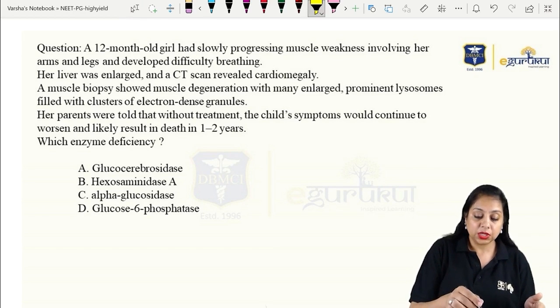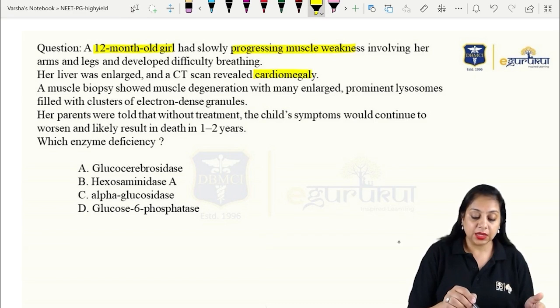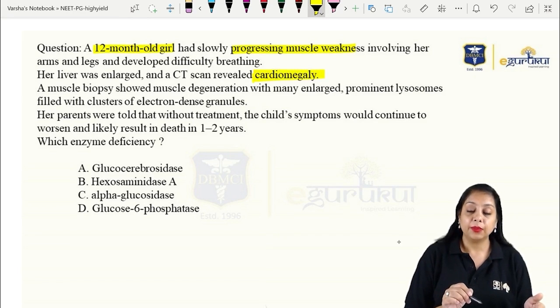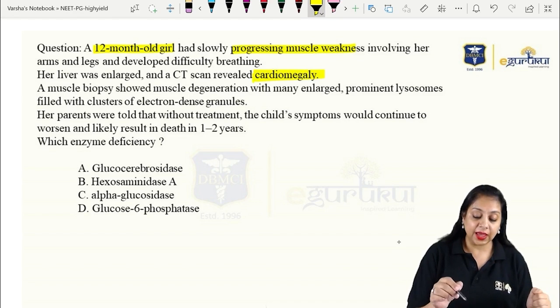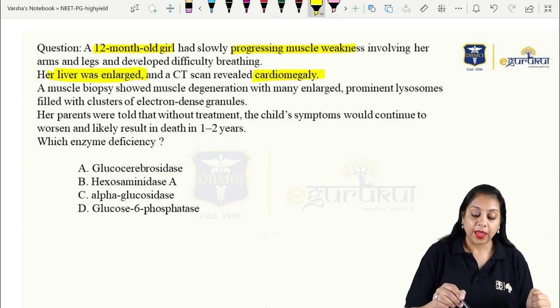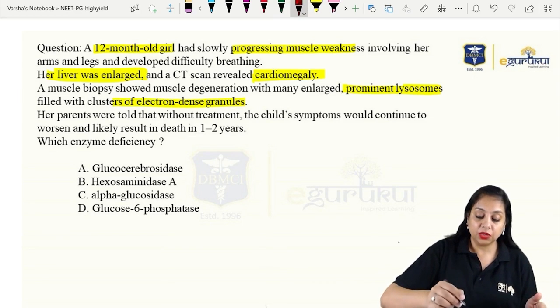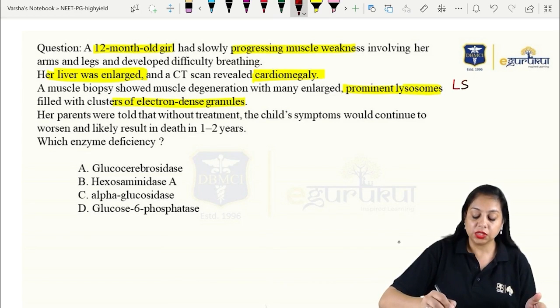The first question is about a 12-month-old girl with progressive muscle weakness, right? Cardiomegaly is there, the liver is enlarged, and there are prominent lysosomes filled with clusters of electron dense granules. What does it mean? That we are referring to a lysosomal storage disorder.